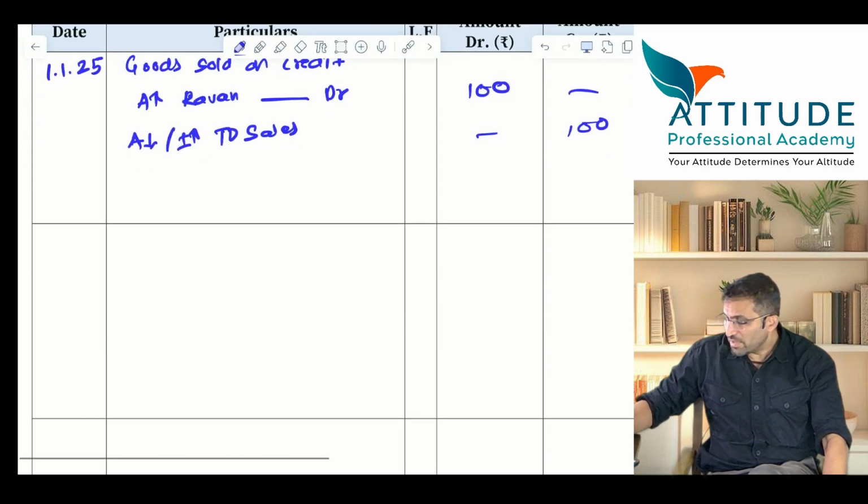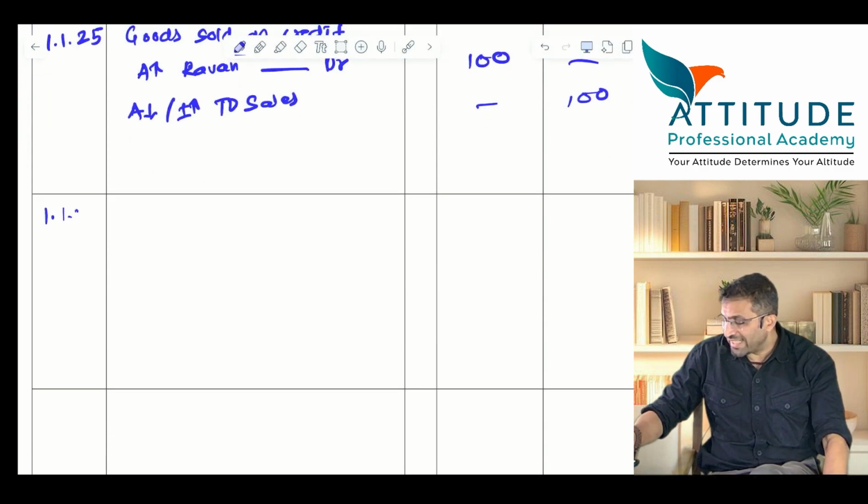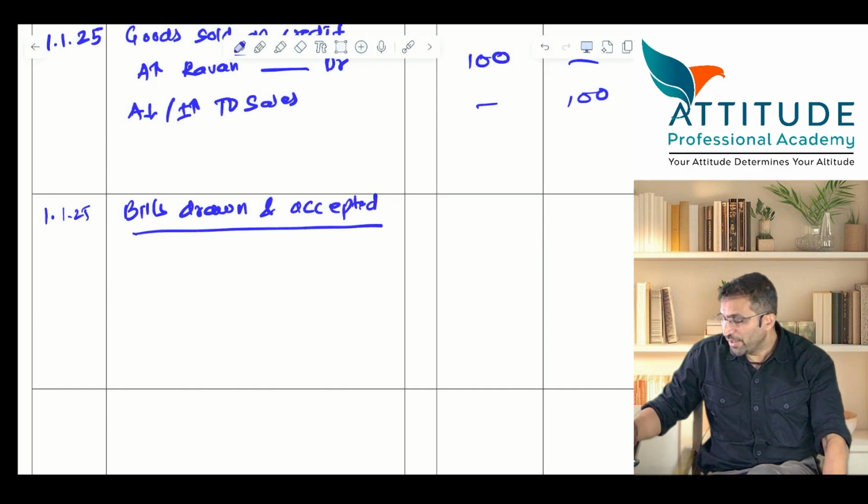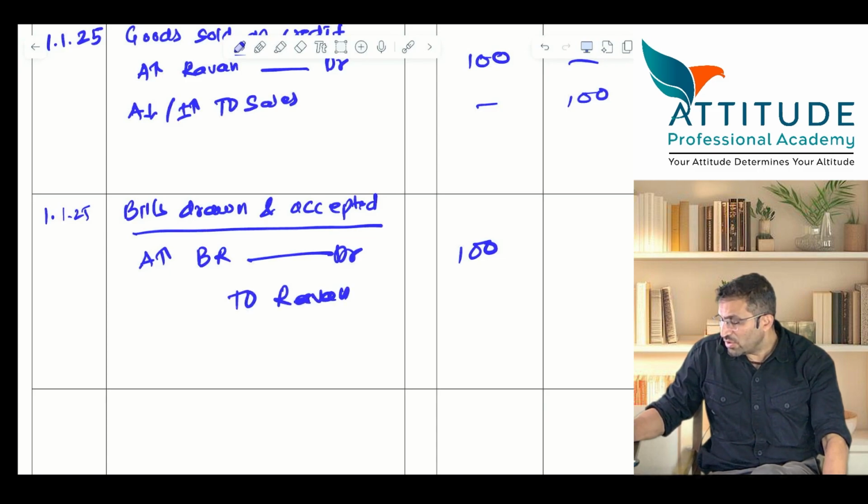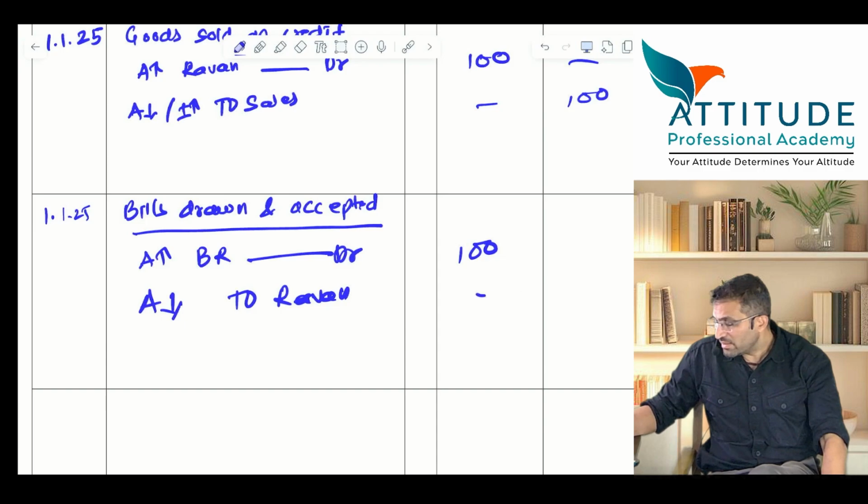Next, on the same day, bill is drawn and accepted. Entry. Asset increases: bills receivable account debit to Ravan. Ravan account is getting closed. Asset reduces.